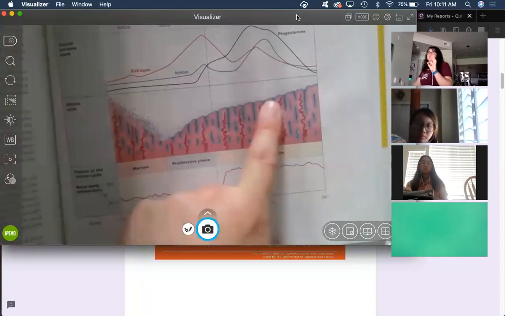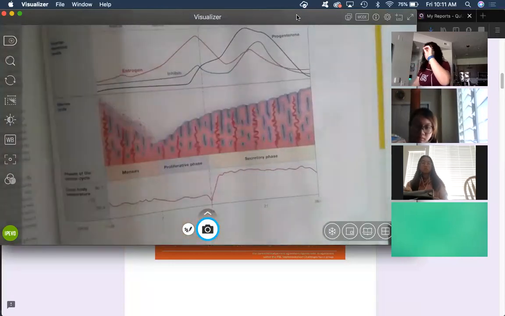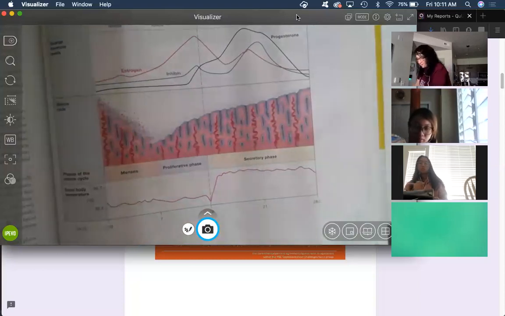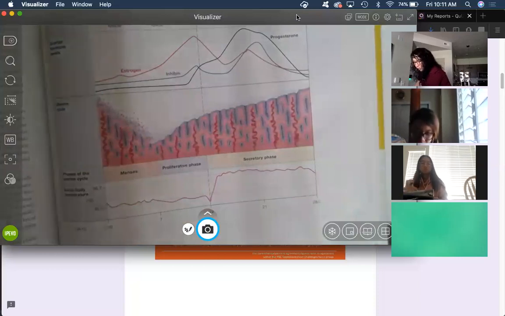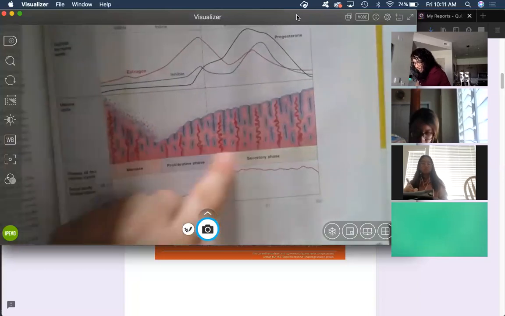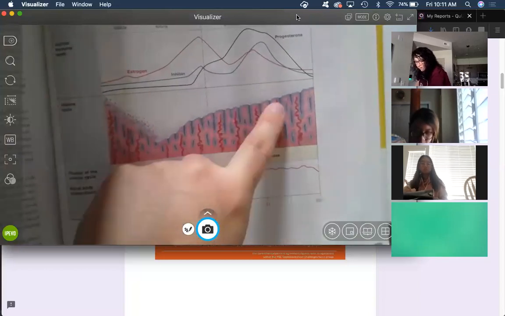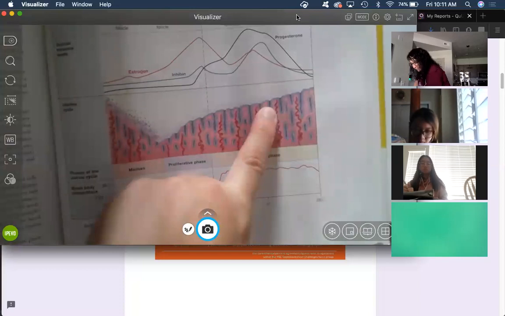If the egg is traveling, if it is fertilized, it will embed itself in the secretory phase right here. It will embed itself in the uterine wall. And if there's an egg embedded in the uterine wall, it will stop menses from happening.